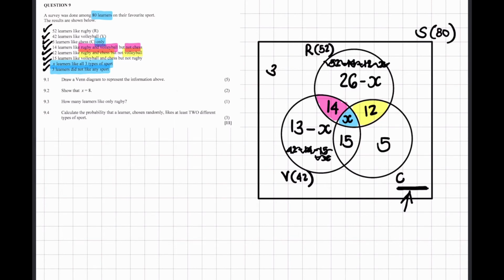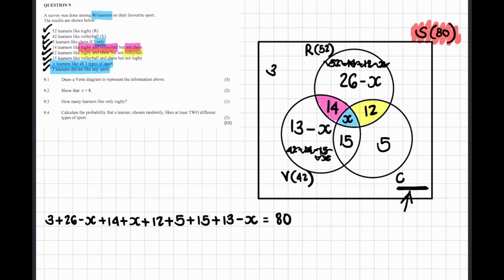All right, now my Venn diagram is complete, but the question says show that x equals 8. So in order to calculate what x is equal to, I would know that the sample space has to total 80. So I would go right around my Venn diagram. I would start with the 3 in the sample space. So 3 plus the 26 minus x, plus the 14, plus the x, plus 12, plus 5, now I'm going backwards, plus the 15, plus the 13 minus the x, which is equal to 80.